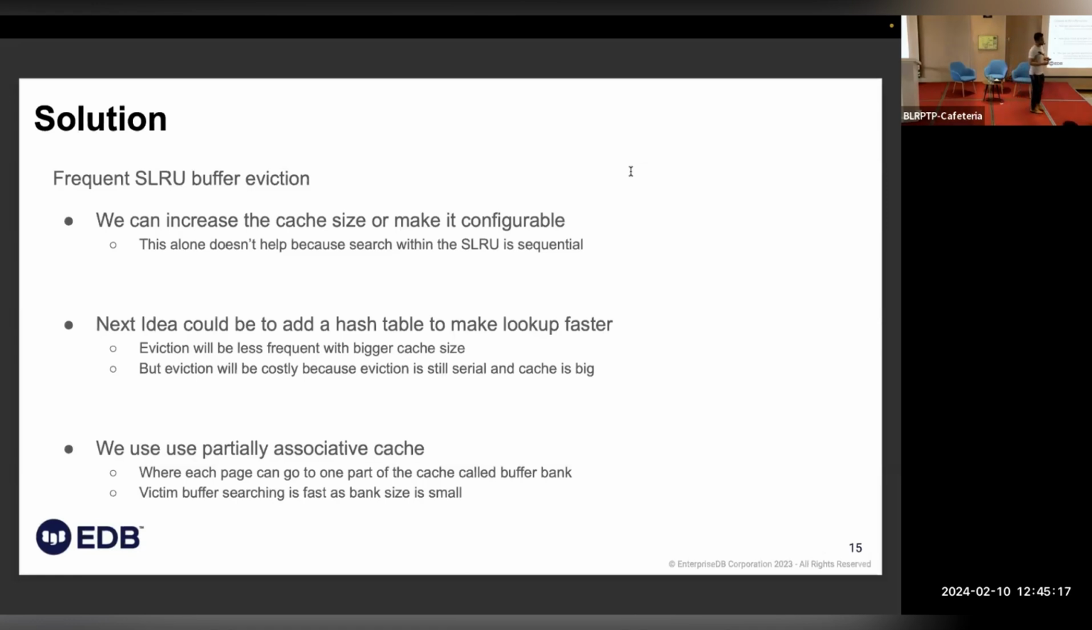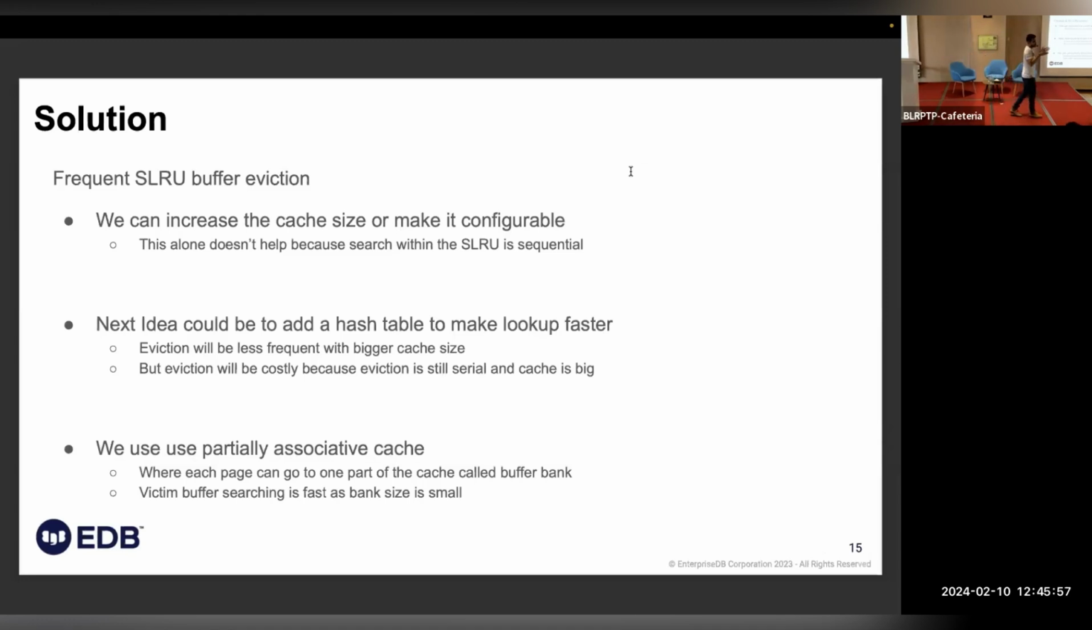Now let's come to the third approach, which we are trying currently in PostgreSQL and hoping to get committed. Let's use the partially associative cache. So instead of assuming the full cache is a fully associative cache, let's assume a partially associative cache where we divide the cache into pieces. You want to increase the cache size, but you don't want to search the whole cache for victim buffer selection. Let's make the cache partially associative. Keep the cache size same, whatever eviction is currently faster, but take multiple caches of that same size.